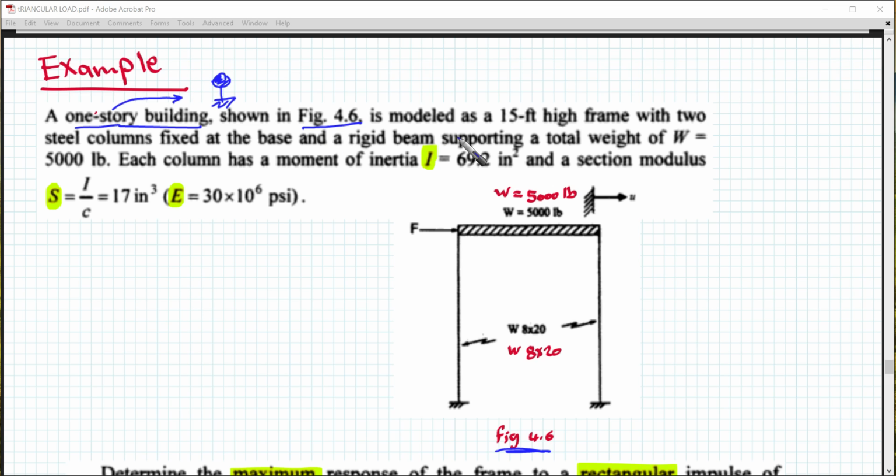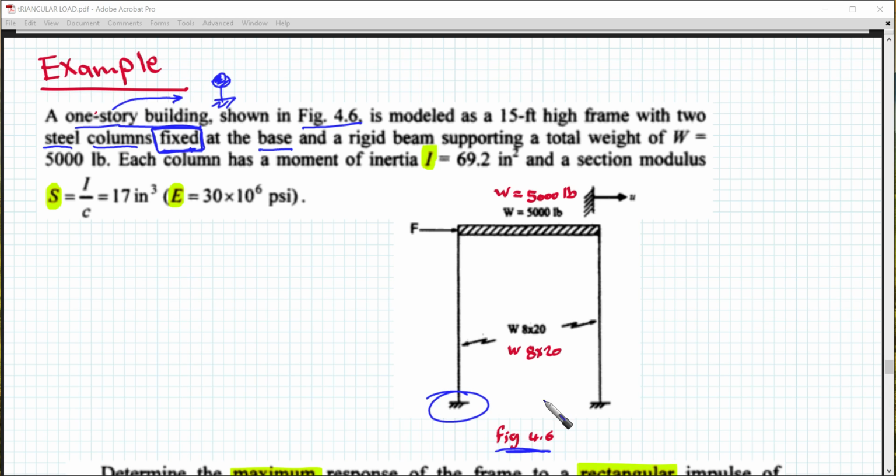Okay, the structure is modeled as a 15-foot high frame with two steel columns fixed at base and a rigid beam supporting a total weight of... Okay, whenever you read the example, you need to have your eyes open for specific key words. For example, with two steel columns fixed. The word fixed here is a key word.